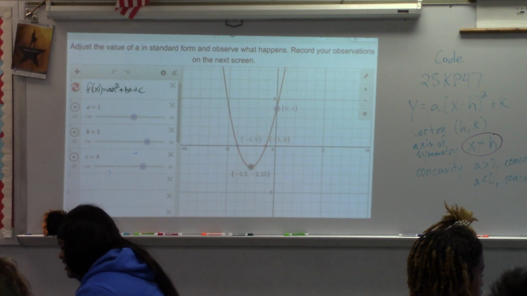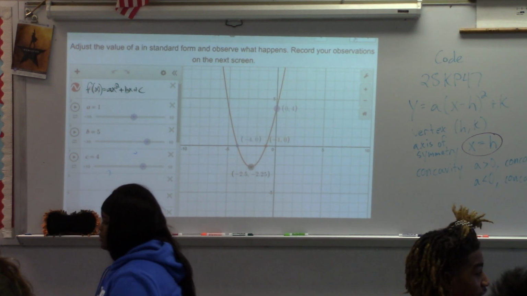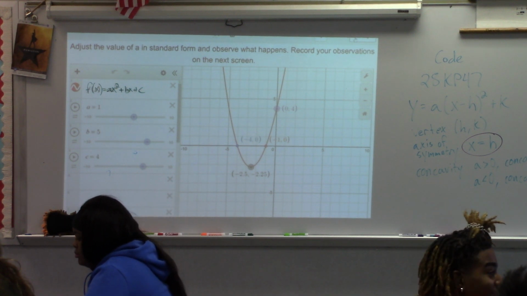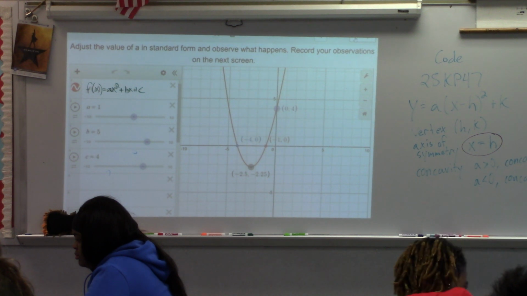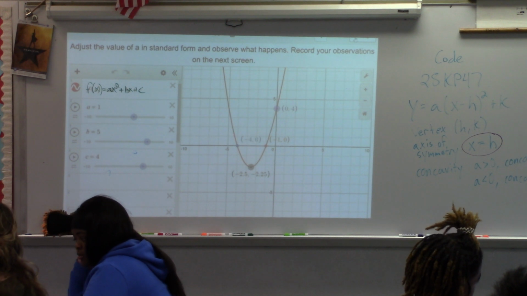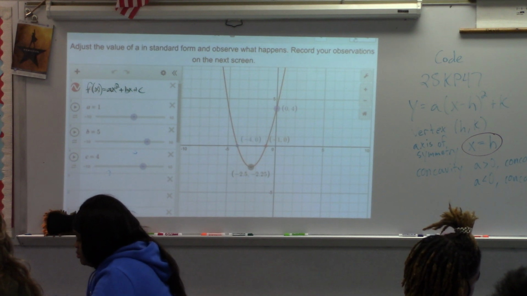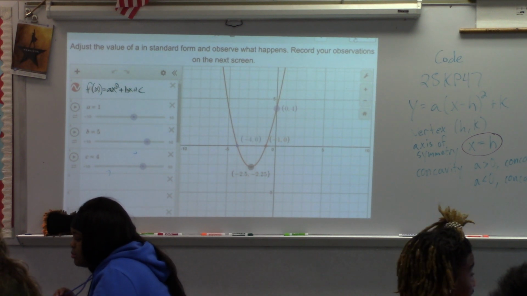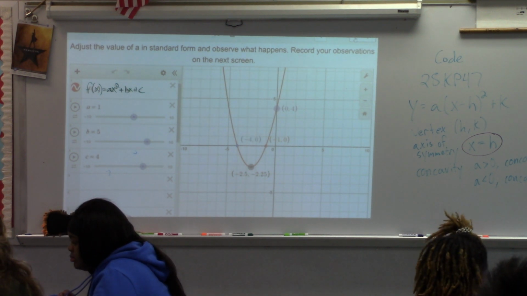Think about it: have we seen A before? What did we talk about with A in the past? Remember, think about the features that we're trying to study. What is A affecting? What did A affect earlier? When we were looking at the vertex point.